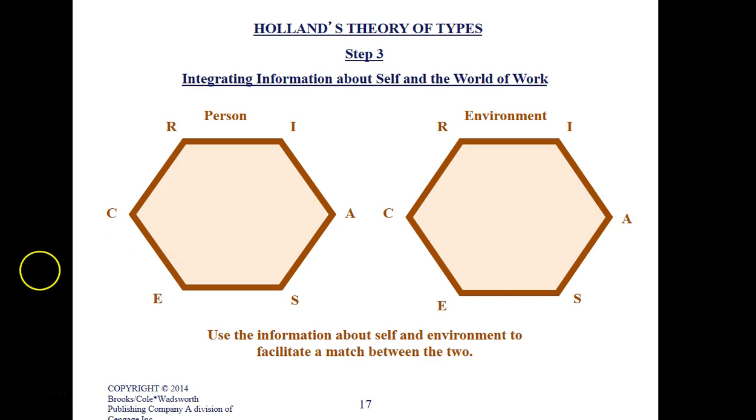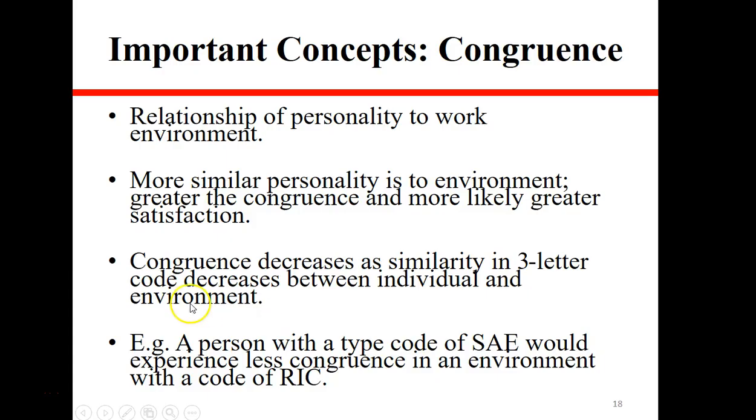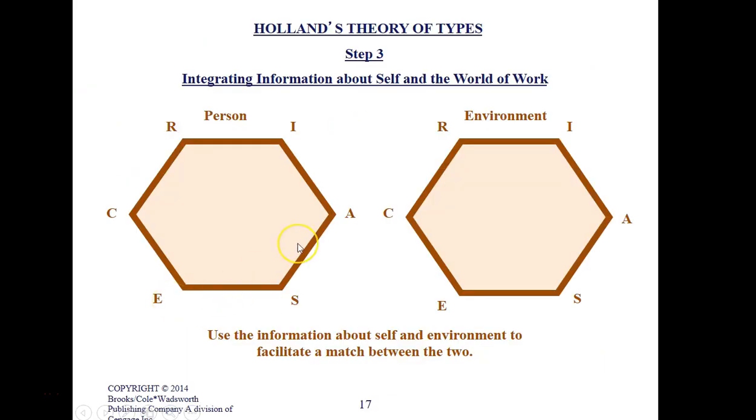So you can see that some of these, the further away they are from each other on the image here, the less similar they are to each other. So what we look for is, for example, I think the example I gave a few minutes ago was artistic, social, and enterprising, and those three codes are very close together. So that means an individual with those three codes would be quite consistent. They would have high consistency in terms of their codes.